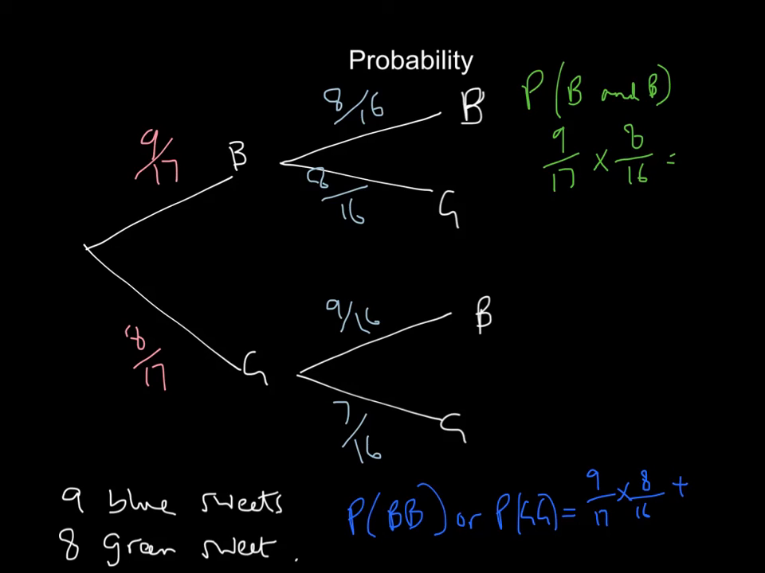I'm running out of space, 8/17, I'll do it up here, times by 7/16. Okay, so you'd work this out on your calculator, and you add them together because I said the word or. So when you hear the word or, I'll write this down for you. So or, you need to think about adding, and and, you need to think about timesing.